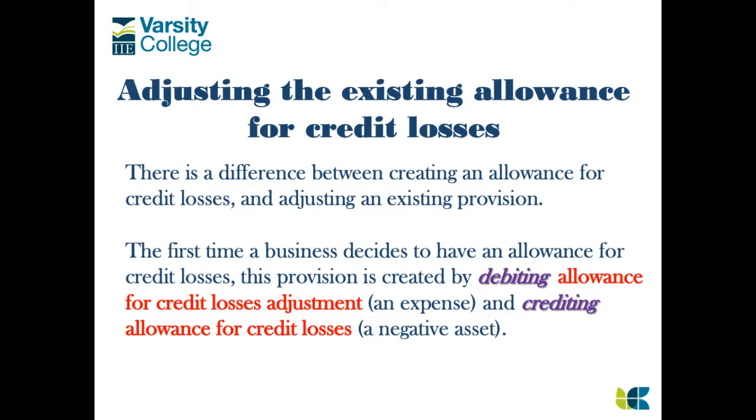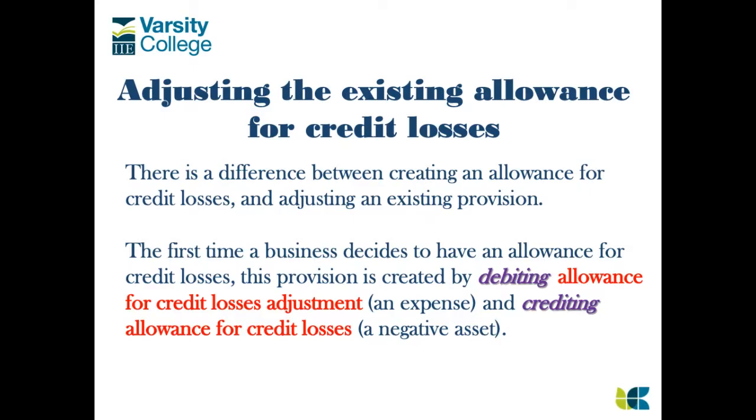When we now want to create that provision, we say allowance for credit losses adjustment. That is an expense account, okay? Allowance for credit losses adjustment. That is an expense account. So we're going to debit that because remember, expenses, we debit, okay?